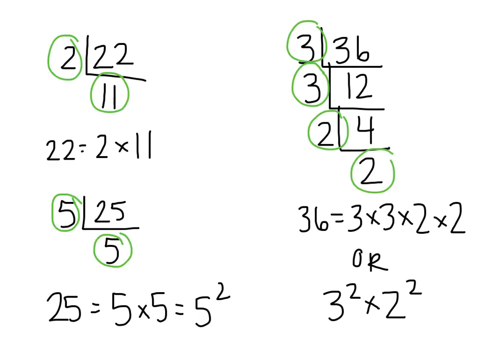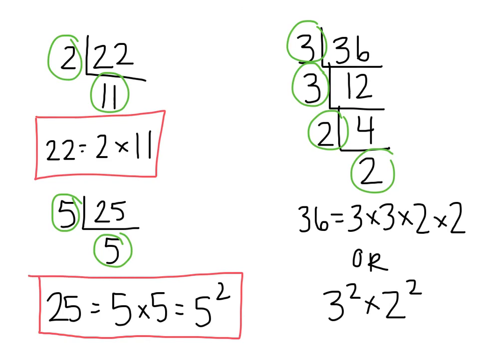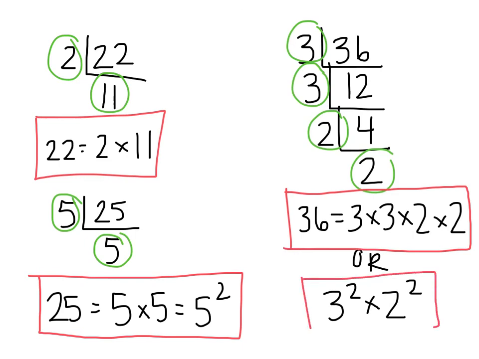All right, so here are the solutions for the problems that you just did. For the first one, we have 2 times 11 for 22. For 25, we have 5 times 5, or 5 squared, 5 to the second power. And then for 36, you can see what you should have here, or if you know how to write it with exponents, it would look like that.